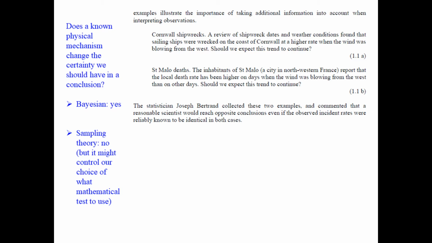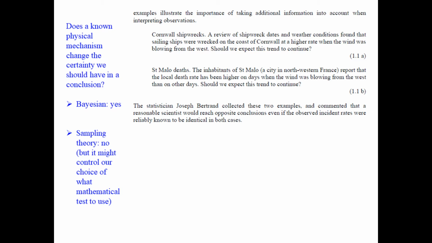And his example was this. So he said, question number 1, shipwrecks in Cornwall. He was measuring this, I think, during the 1800s. So a review of shipwreck dates and the weather conditions when the shipwrecks happened found that sailing ships were wrecked on the coast of Cornwall at a much higher rate when the wind was blowing from the west. Should we expect this trend to continue?